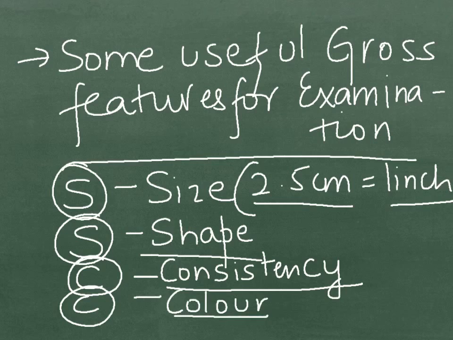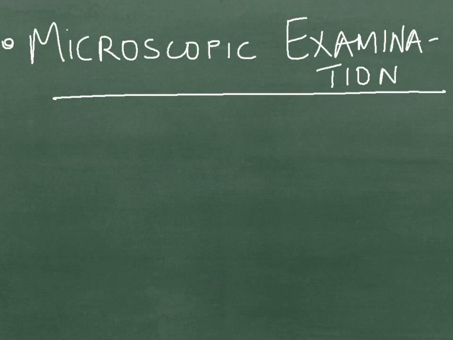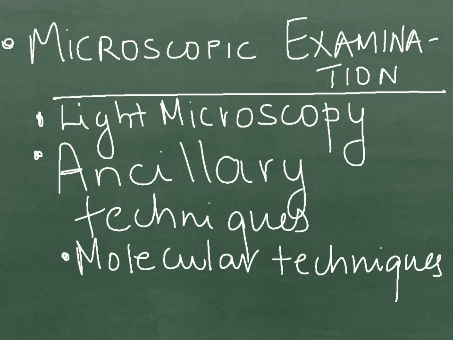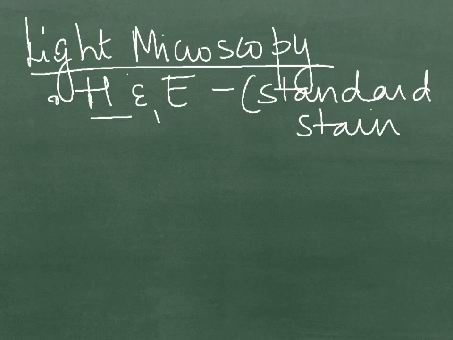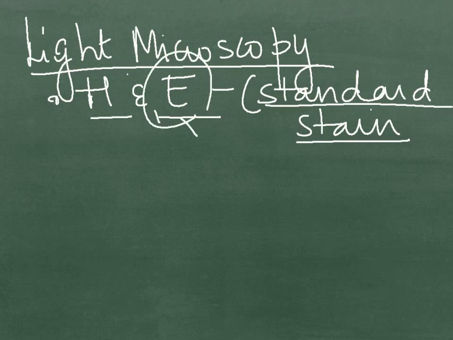Now moving to microscopic examination. Basically, there are three types of microscopic examination techniques: light microscopy, ancillary techniques, and molecular techniques. Hematoxylin and eosin stain is the standard stain of light microscopy. Always remember, eosin stains pink. These bind to the protein molecules, and hematoxylin stains blue or purplish in color, which binds to the nucleic acids and the calcium salts and other compounds.